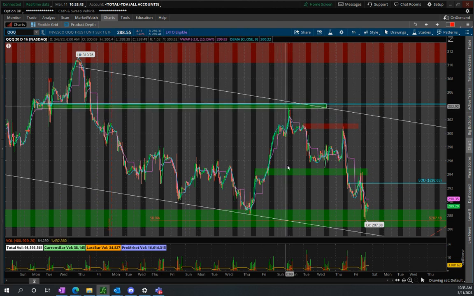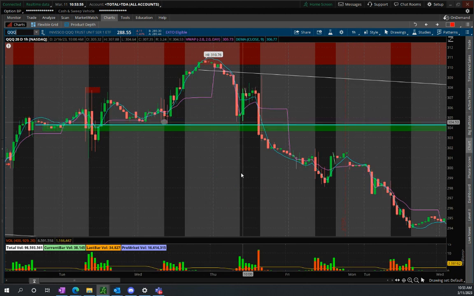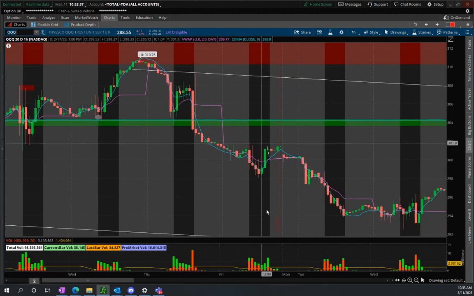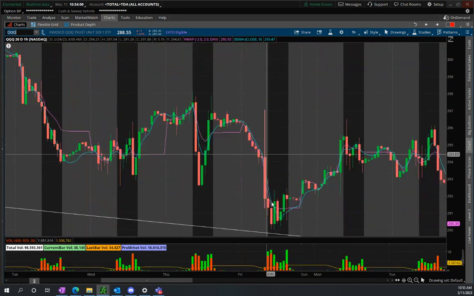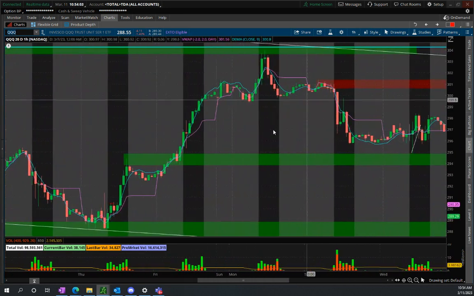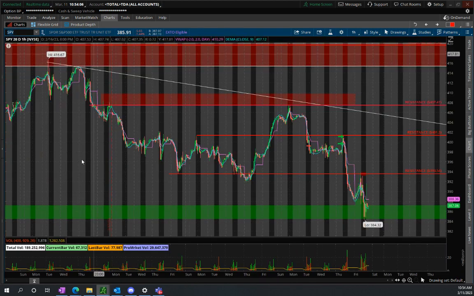So yeah, this is QQQ. So you can see it bounced off it right there. I think it's back on, oh, right here, 216. It bounced on top of that zone, then broke below it. And then came up and touched the bottom of that zone. So that's a break and retest. Yes. And then on SPY, it bounced off of that zone.